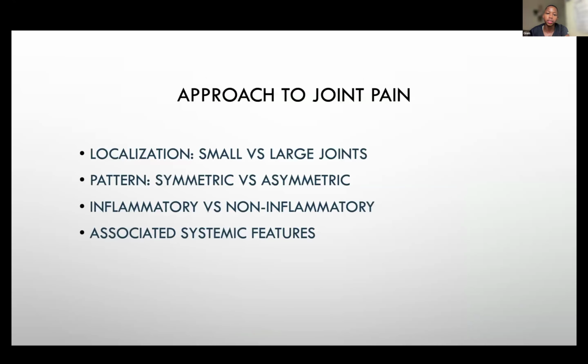So just to summarize what I just said about the approach to joint pain: localize it, small or large joints, whether symmetric or asymmetric, inflammatory versus non-inflammatory, and look for associated features based on the differential diagnosis that we have.